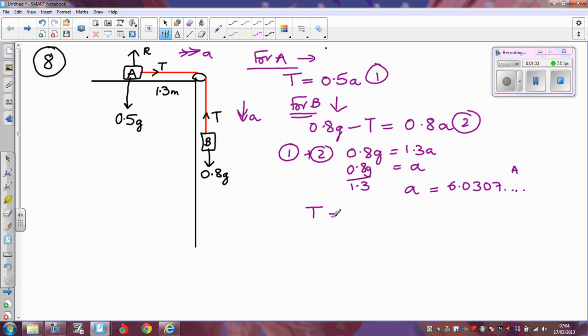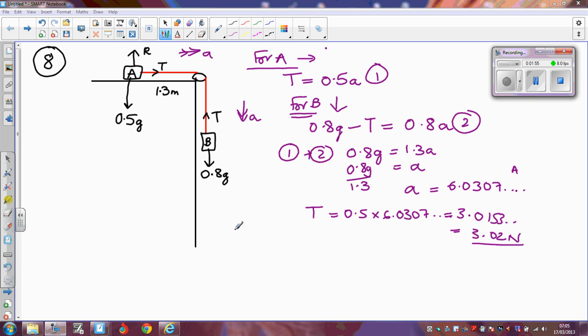I'm just going to use that first equation, equation 1. T is just 0.5a, so it's 0.5 times the 6.0307, and that comes out as 3.0153. In other words, 3.02 newtons to 3 significant figures.